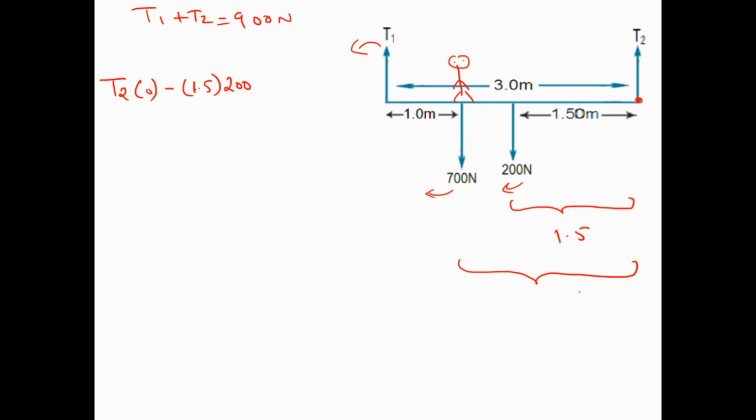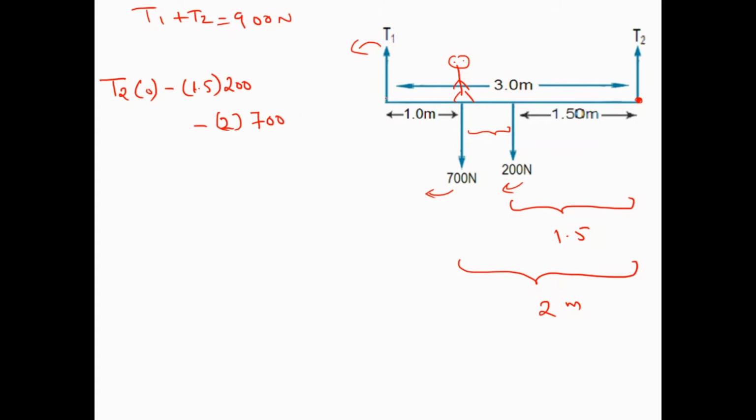So the total length here is 1.5 meter, and on the left hand side we have 1 meter. So what is this length? This length is exactly 0.5. So the total is 0.5 plus 1.5, which is 2 meter. Again the sign is minus, because this 700 Newton is moving in the clockwise direction. But what is the R value here? 2 meter multiplied by 700.